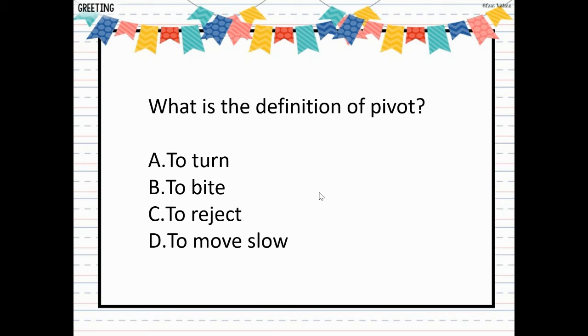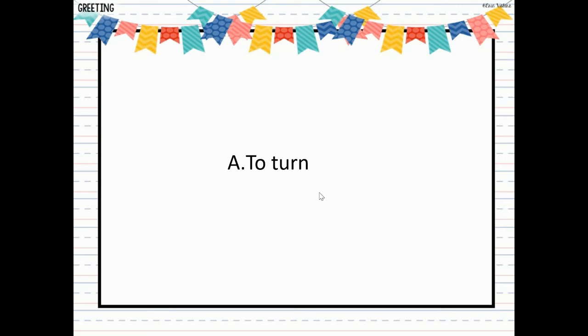What is the definition of pivot? Pivot was a word we had last week. Does pivot mean to turn, to bite, to reject, or to move slow? The definition for pivot is to turn. Remember, we think of a dancer pivoting on their toes. They turn.